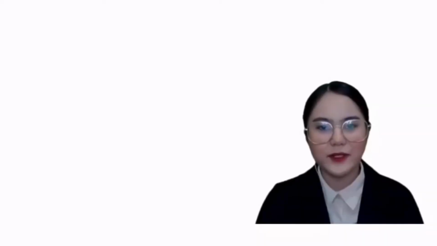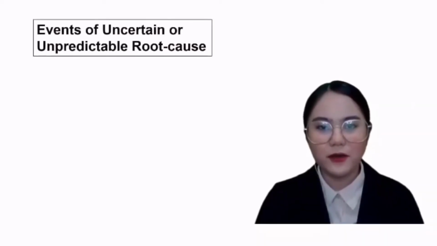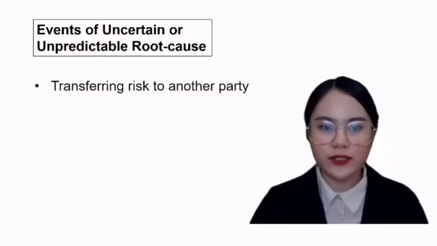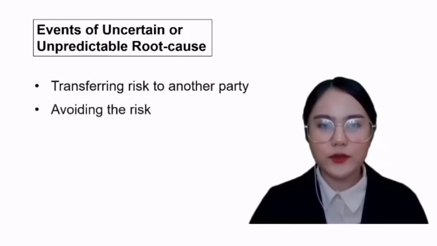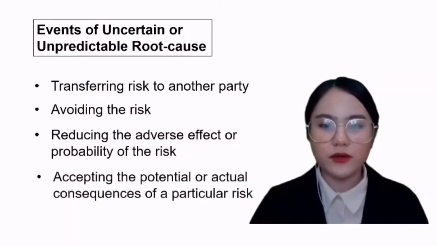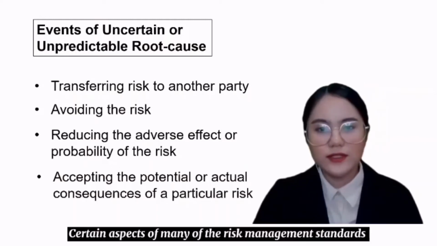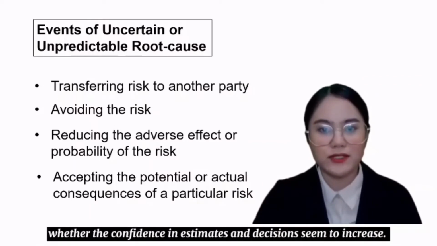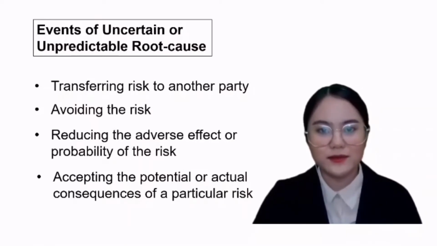And lastly, I will talk about the events of uncertain or unpredictable root cause. The strategies to manage risk typically include transferring risk to another party, avoiding the risk, reducing the adverse effect or probability of the risk, or even accepting some or all of the potential or actual consequences of a particular risk. Certain aspects of many of the risk management standards have come under criticism for having no measurable improvement on risk, whether the confidence in estimates and decisions seem to increase.